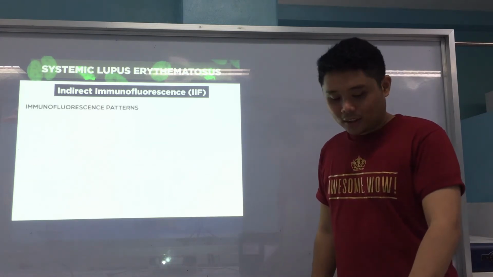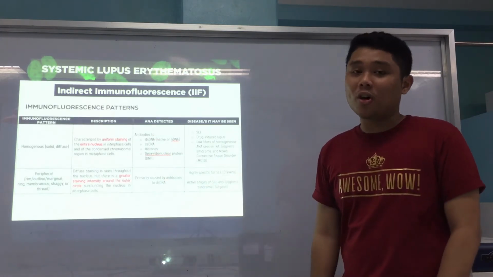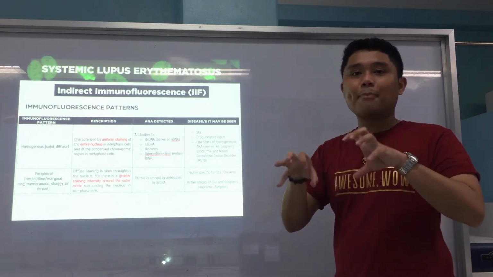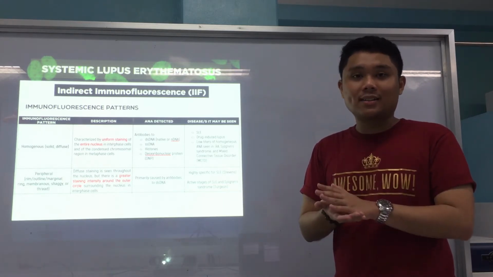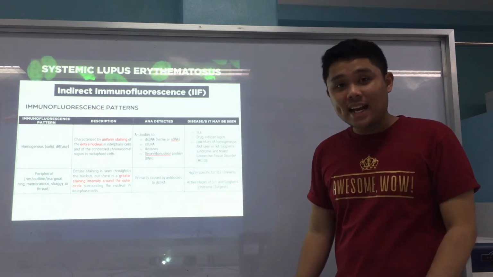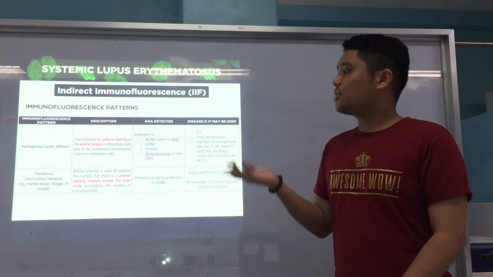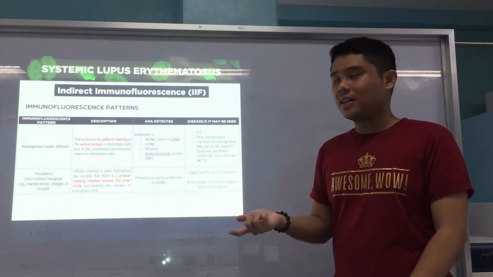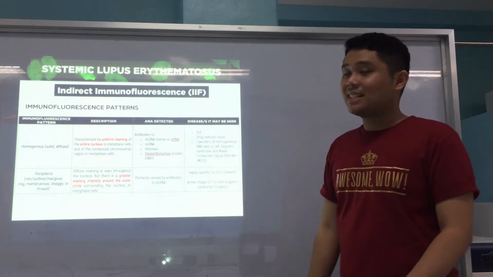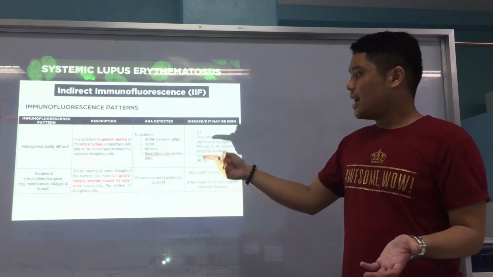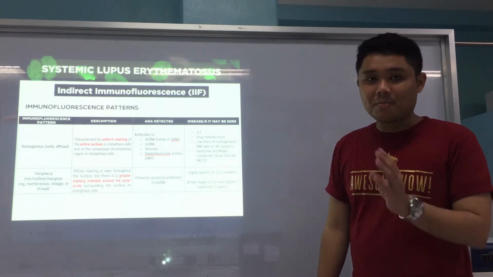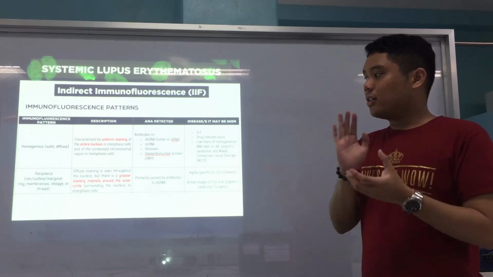Now we go to the first pattern, which is homogeneous, or solid, diffuse. All of the HEp-2 cells are fluorescing. You can see fluorescence in all parts of the cell, or in the whole cell: uniform staining of the entire nucleus in interphase cells and of the condensed chromosomal region in metaphase cells. For the anti-nuclear antibodies detected, you can detect a lot: dsDNA, also known as native DNA or nDNA, single-stranded DNA, histones, and even deoxyribonucleoprotein, DNP.